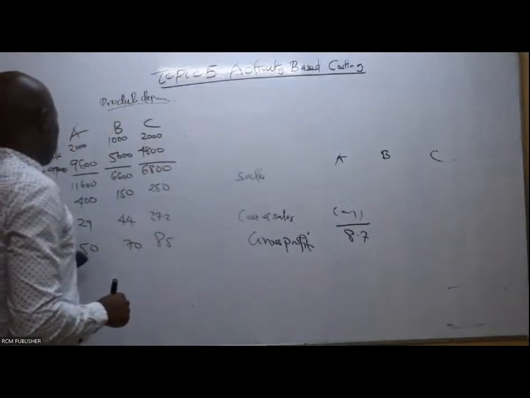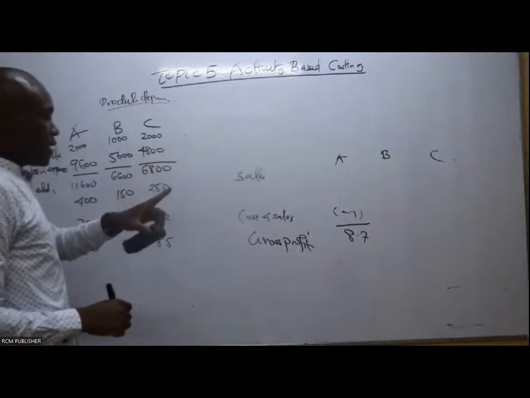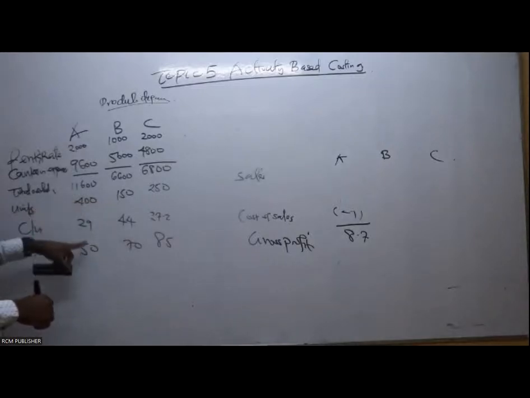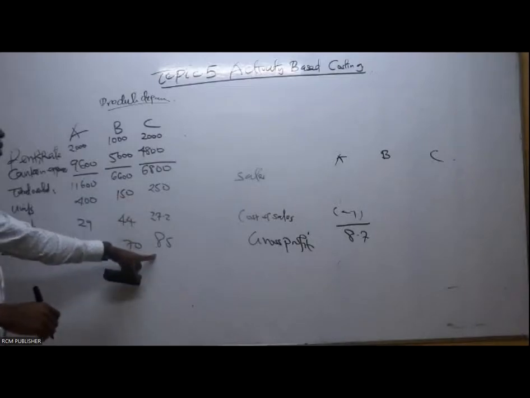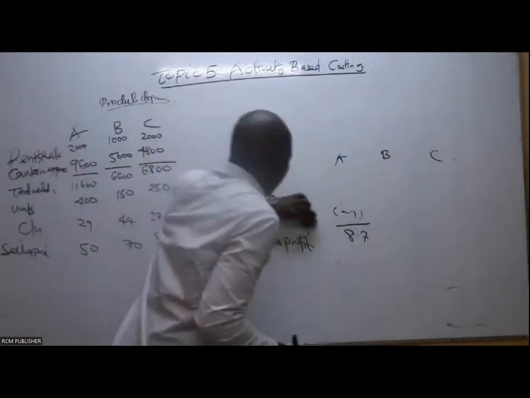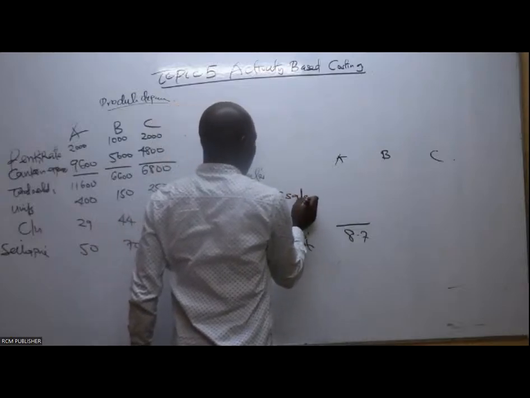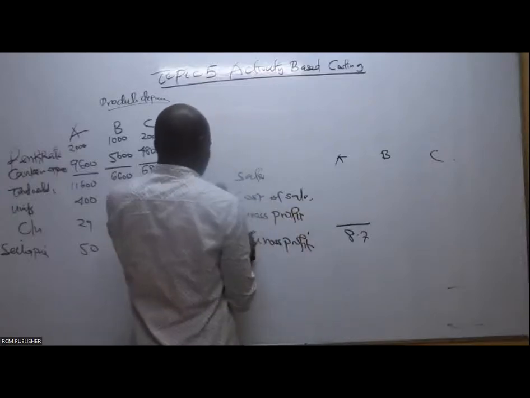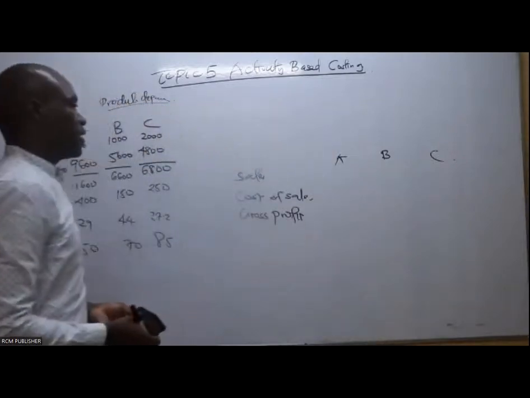So what do we have? Selling price per unit is 50. But if you want to get sales, already units are given up here. So what will be our sales? 400 by 50. 150 by 70. 250 by 85. We get the sales there. Then cost of sales, we subtract cost of sales for us to get gross profit.